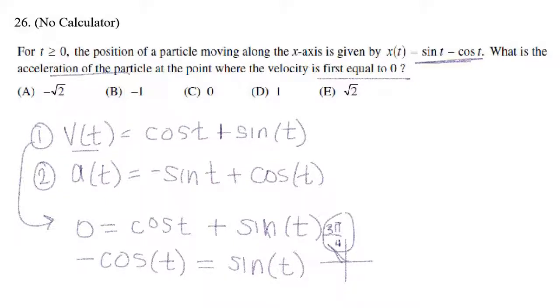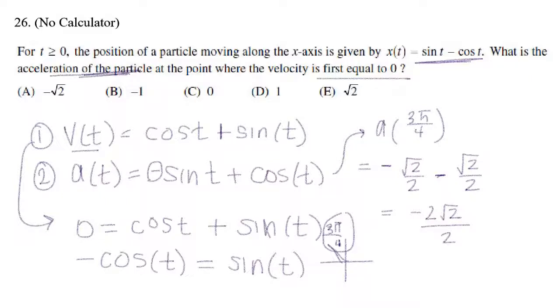And so I need to know, well, what is the acceleration at 3 pi over 4? So now we plug that in up here, a of 3 pi over 4. Let's see what we get here. This is where knowing your unit circle is probably going to come in handy. 3 pi over 4, well, sine is positive in the second quadrant, but the problem itself is negative, so negative root 2 over 2. And then cosine is negative in the second quadrant, root 2 over 2. So that's going to give me negative 2 root 2 over 2. And of course, those cancel, and so I'm left with negative root 2, which is answer choice A.